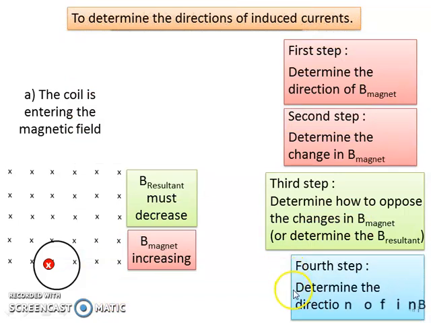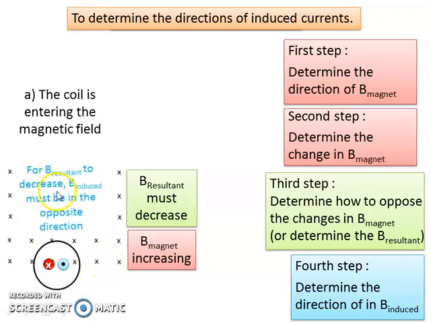Fourth step, determine the direction of the B induced. The B induced is in the direction out of the screen, shown by the dot drawn here. For the B resultant to decrease, B induced must be in the opposite direction, so that the sum vector of these two magnetic fields will decrease. For example, if this is 4 and this is 2, when we add them, it is 4 minus 2, minus because of different directions, so it becomes 2. This shows that the B resultant decreases.